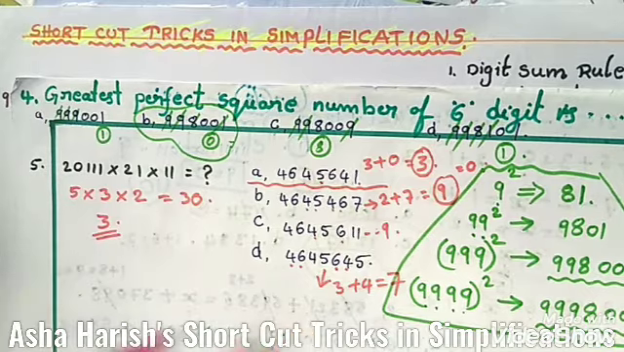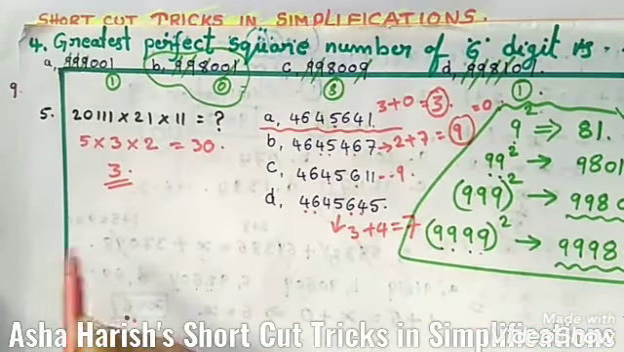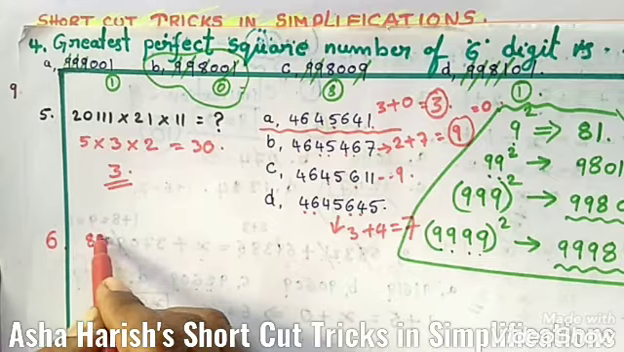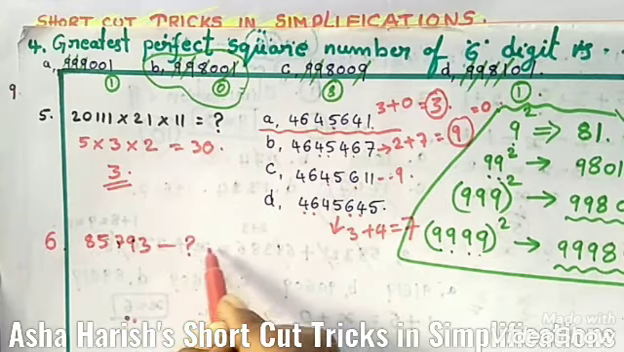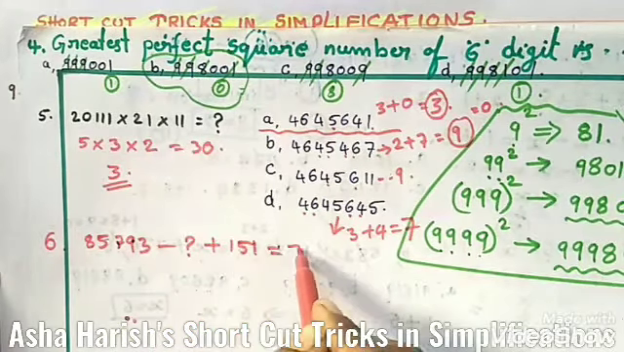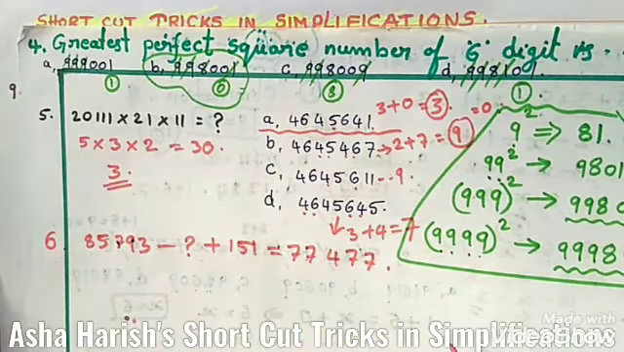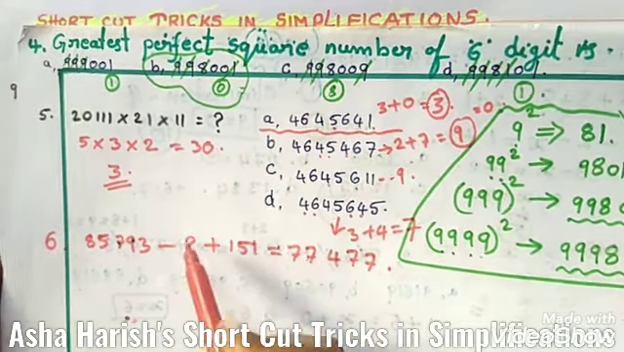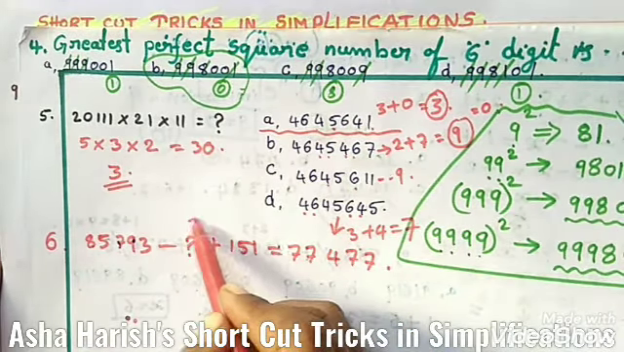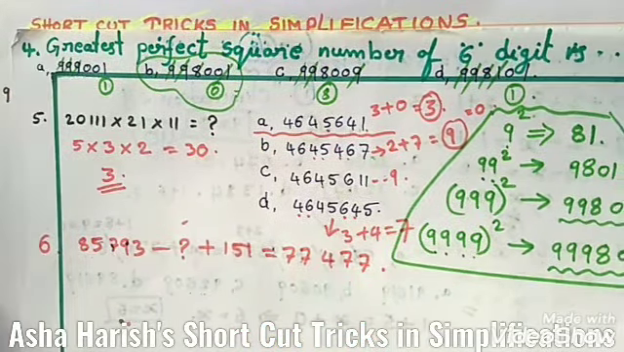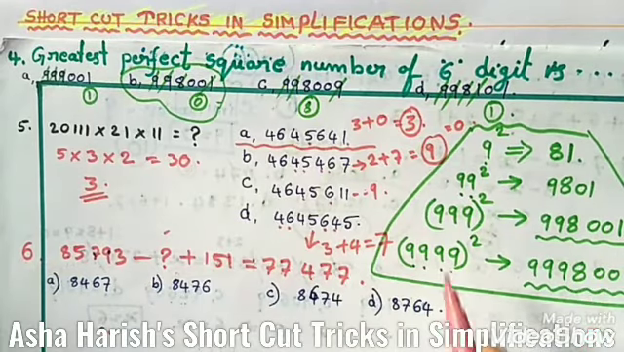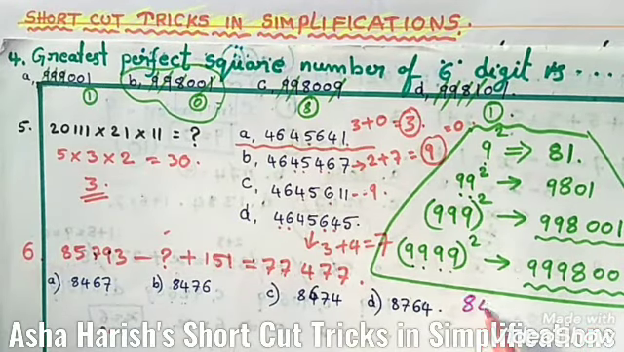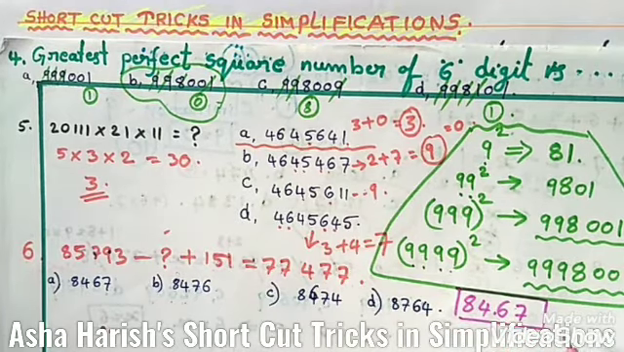Let us get into the next question. Question number 6: 85793 minus question mark plus 151 is equal to 77477. The answer they have given, but here is the question mark. We have to find this out. Let us see the options also. If you see all the options, there are repeated numbers: these 8, 4, 6, 7. So this is a common number in all options.